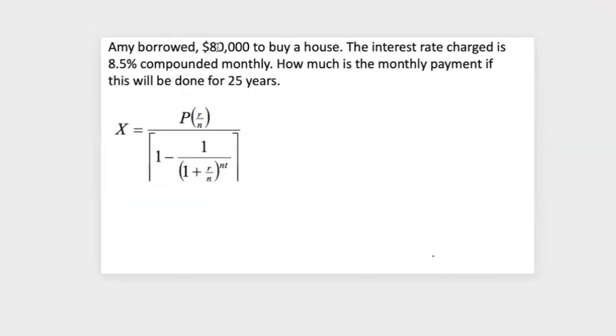Amy borrowed $80,000 to buy a house. The interest rate charged is 8.5% compounded monthly. How much is the monthly payment if this will be done for 25 years? So amount borrowed will be the principal. So the principal is 80,000.